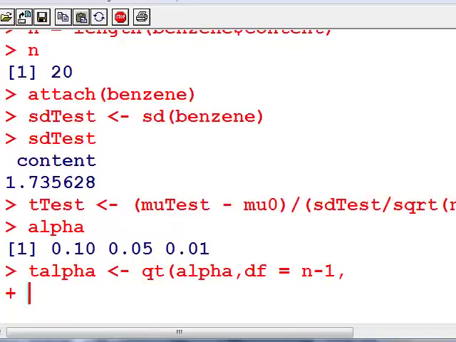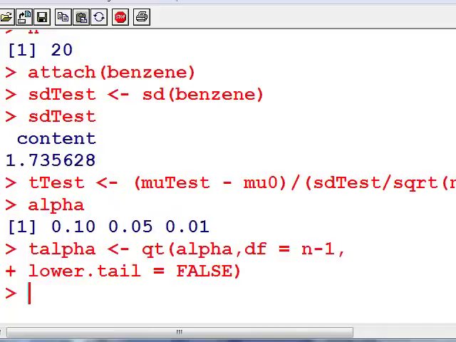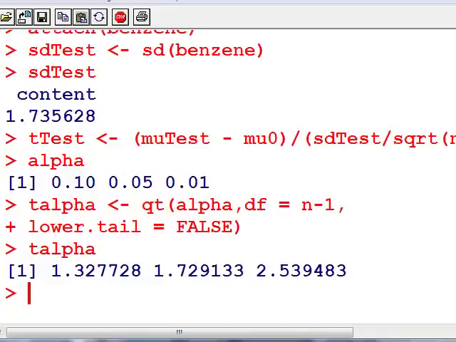And this is a right tail test. Everything's going to be on the right side, so I expect critical values to be positive because they are greater than 0. So I have to specify lower tail equals false. Okay, let's see what T alphas we got out. Alright, they're all positive, and that makes sense.